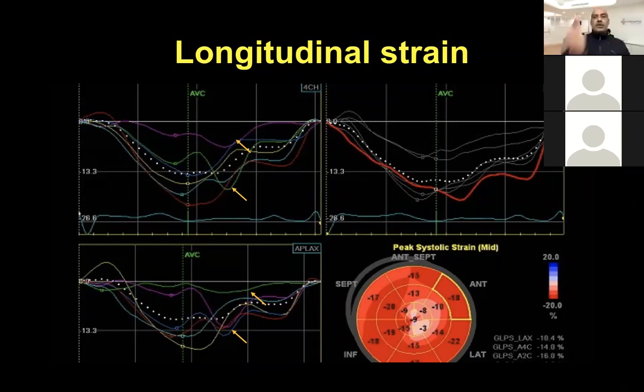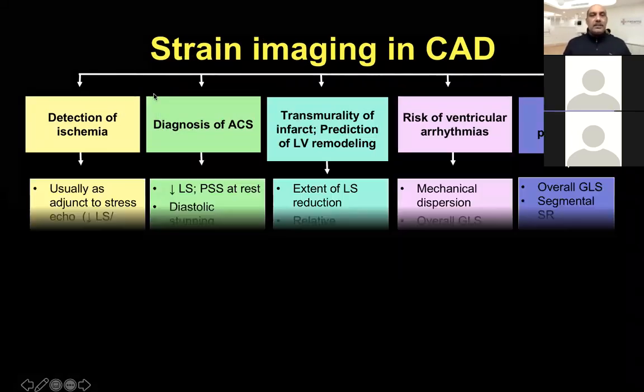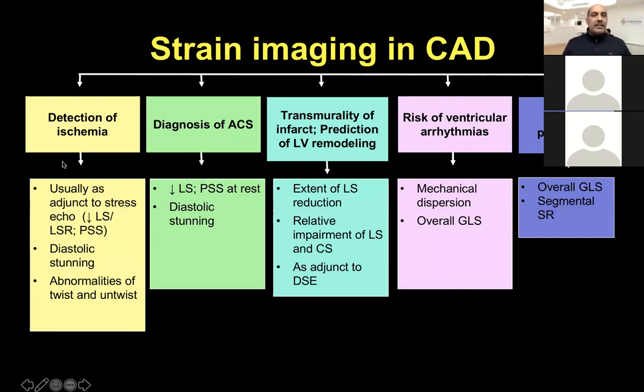So this is what is important, that sometimes ejection fraction can fool us, the visual assessment of wall motion abnormalities can fool us. So in these situations, the longitudinal strain can come to our help. The recommendation is that strain imaging for CAD can help us in detection of ischemia, diagnosis of acute coronary syndrome when the wall motion abnormalities are not visible because of diastolic stunning, transmurality of infarction, for prediction of LV remodeling, risk of ventricular arrhythmias.